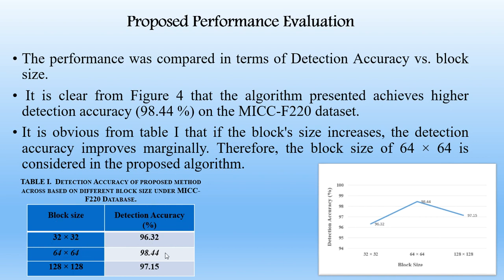All of this detection accuracy is applied on the MICC-F220 database. So the final and best result is 98.44 for this block size. So in our proposed algorithm we select 64 by 64 for the block size, and the final detection accuracy is 98.44.